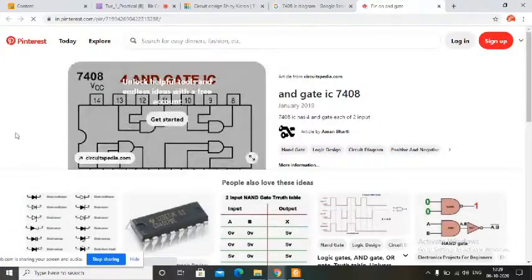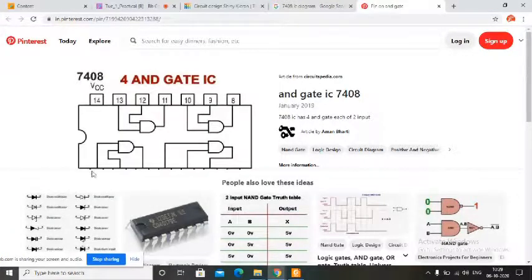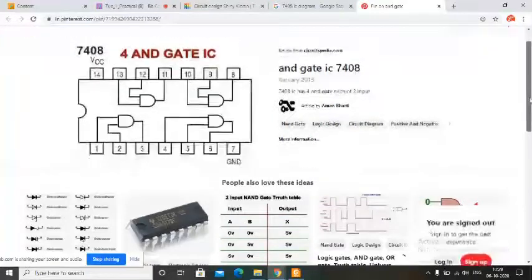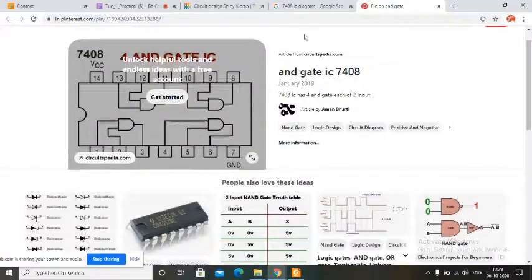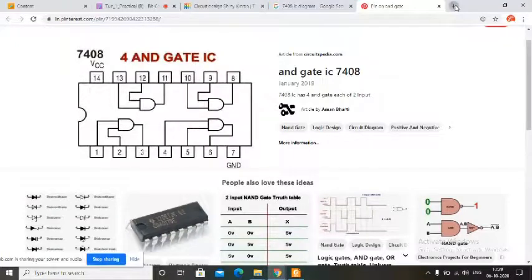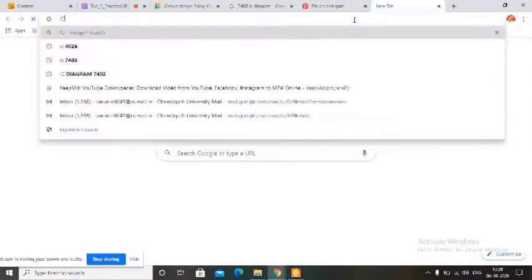Okay. So this is basically the diagram. So pin number, how many AND gates are there in this IC? Four. Yeah, four AND gates, right? So IC means integrated circuit.